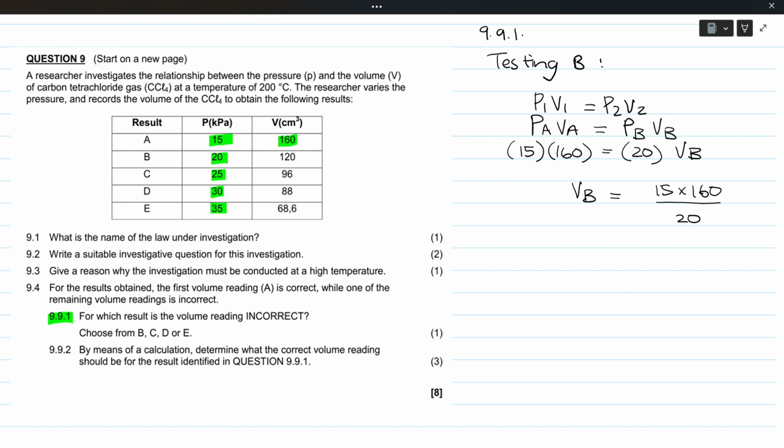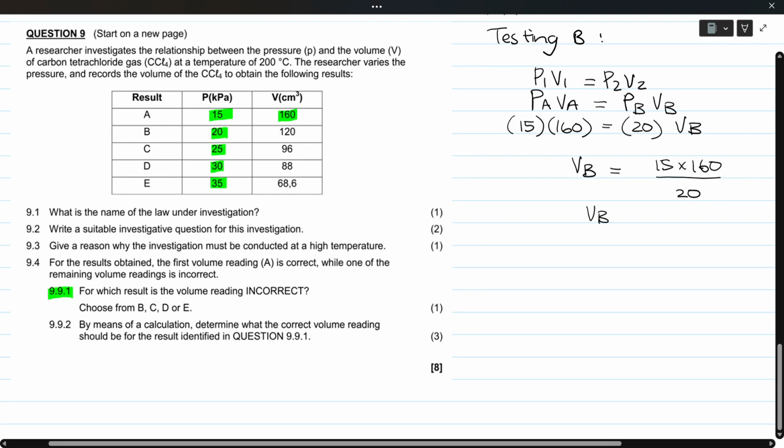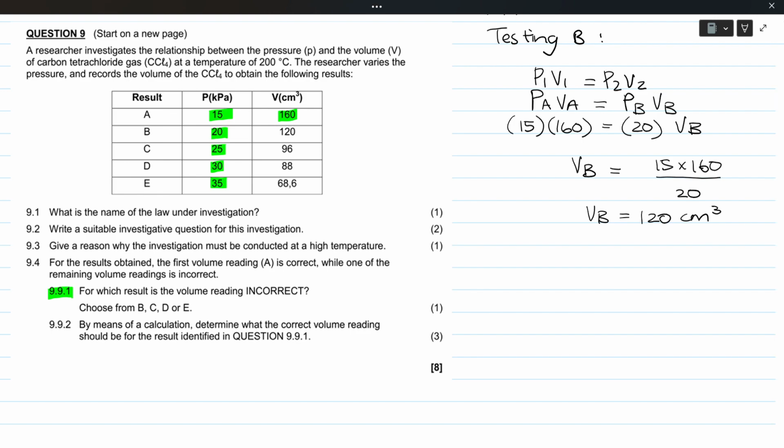And if we put that on our calculator, you should get a value now of 120, and your unit should be centimeter cube. Now notice what this means for us. The 120 here matches the 120 on our table. So that means that the 120 is a correct reading. So let's go ahead and highlight that in green. That means that reading B has to be correct. Now we're going to repeat this until we find a value that does not match.